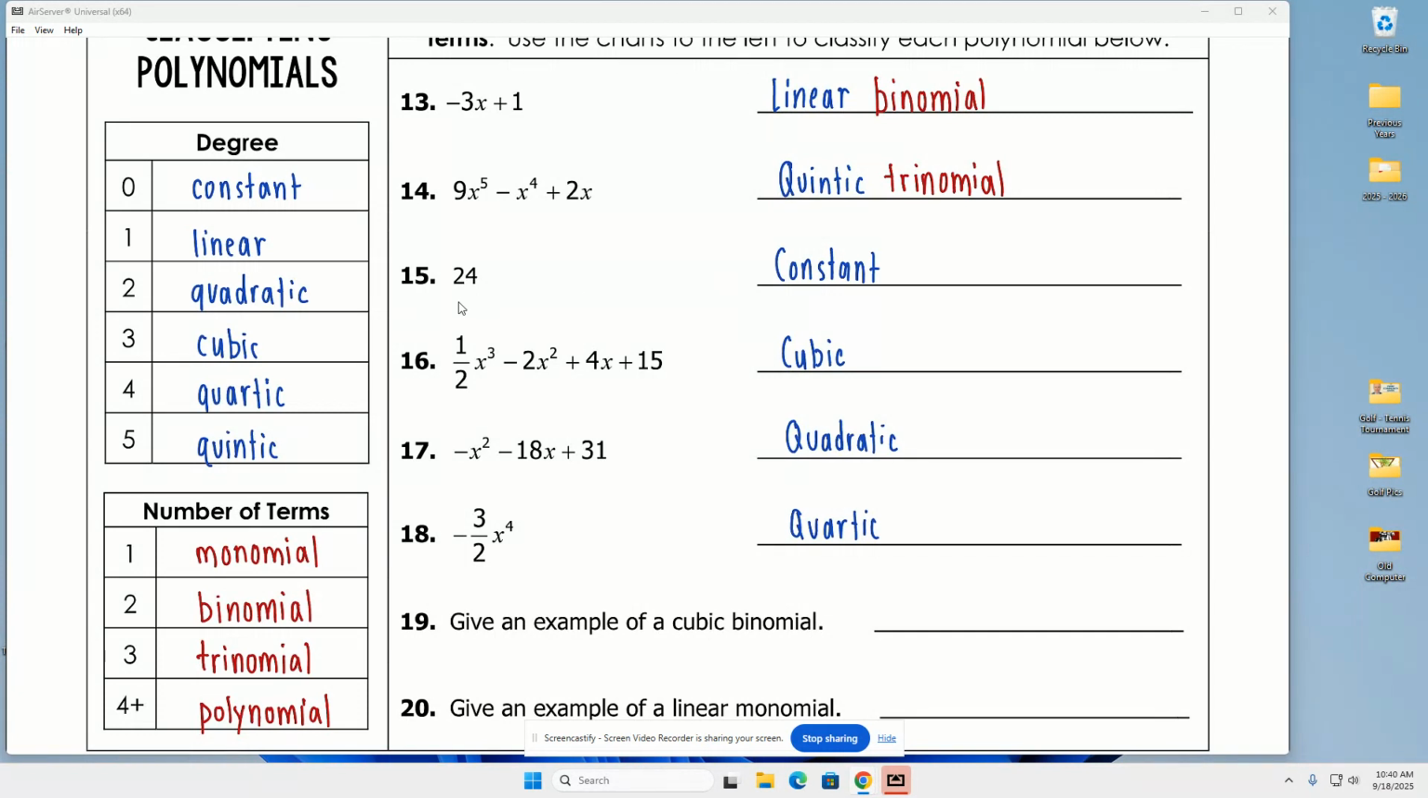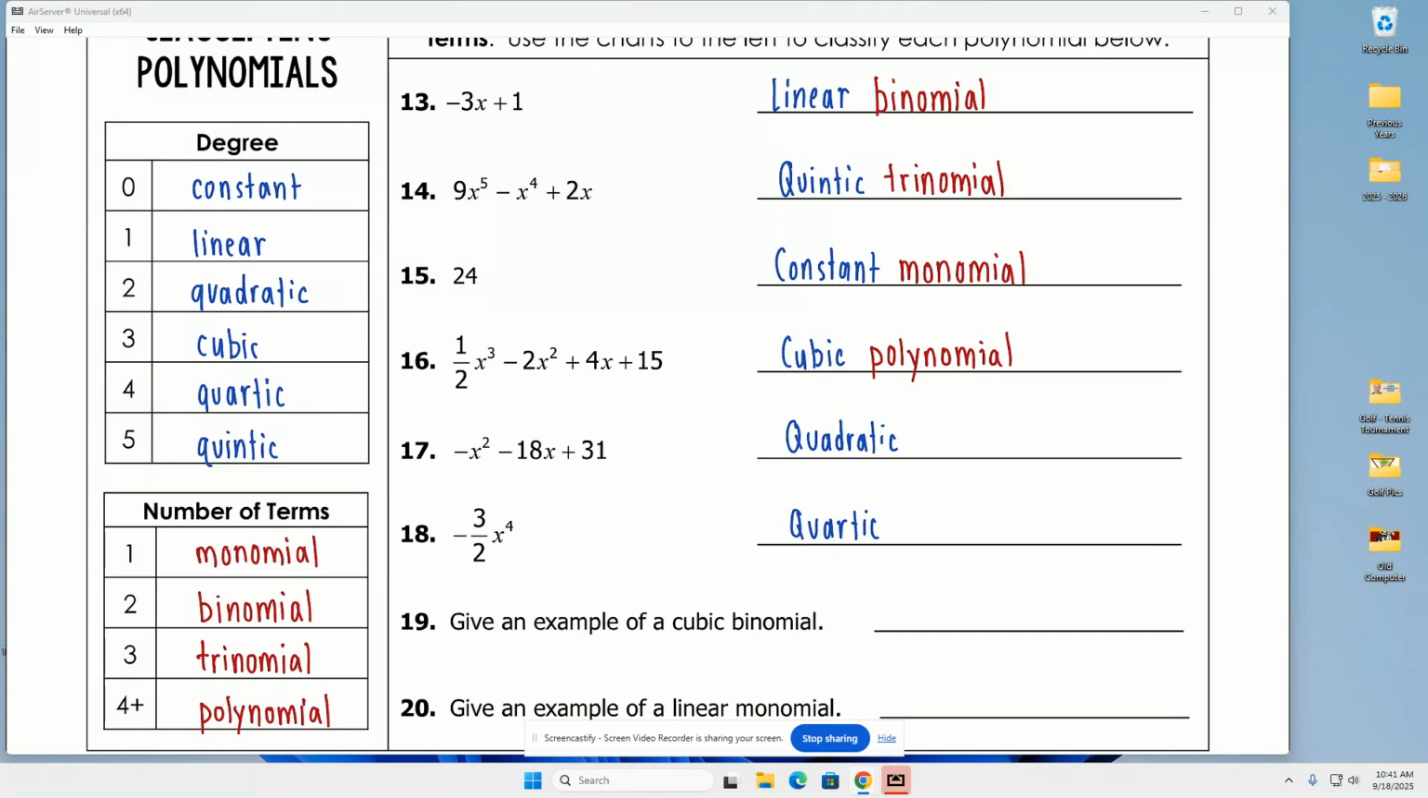How about 24? It's just one term, isn't it? So it's a constant because there's no x, but there's one term, so this one's a constant monomial. All constants would be monomials, because if it doesn't have any other variable, it has to only have a constant, so it's a monomial. Look at the next one. How many terms do we have here? 1, 2, 3, 4. So it's a cubic what? Polynomial. 4 or more, we're just going to call it polynomial.